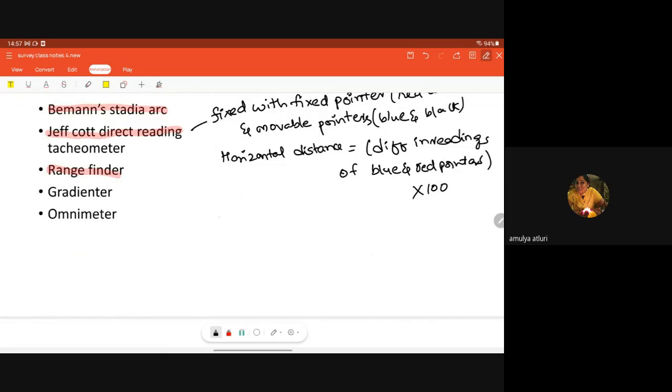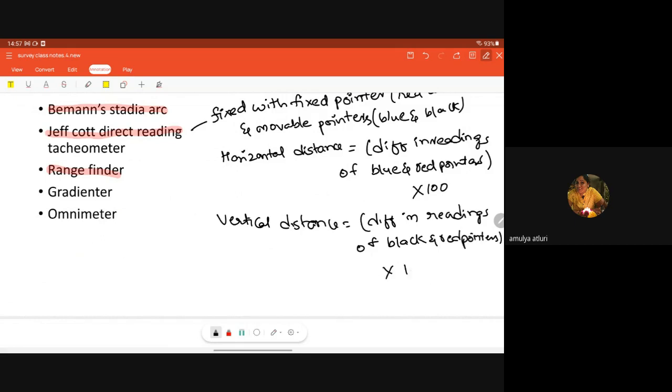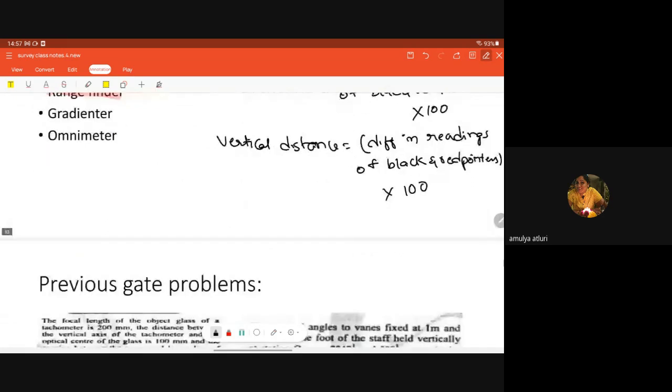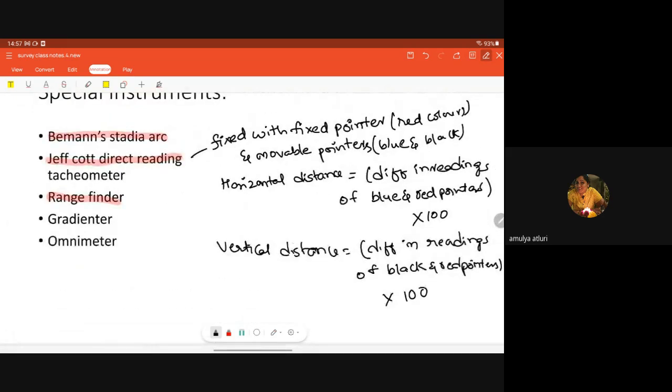Next, vertical distance. How do we calculate the vertical distance? It is nothing but difference in readings of black and red pointers into 100. Got it? From these values you can get the horizontal distance and the vertical distance.